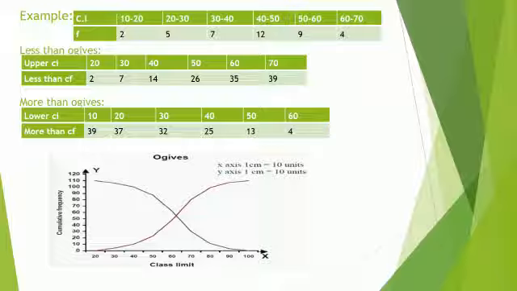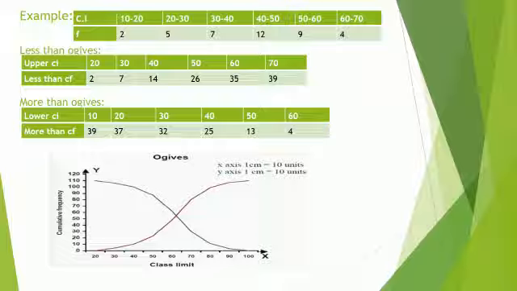We all know that less than CF means you have to add the frequencies. First one is the same, 2. Next add 2 plus 5 is 7, 7 plus 7 is 14, 14 plus 12 is 26, 26 plus 9 is 35, 35 plus 4 is 39. Using these points we have to draw the graph.